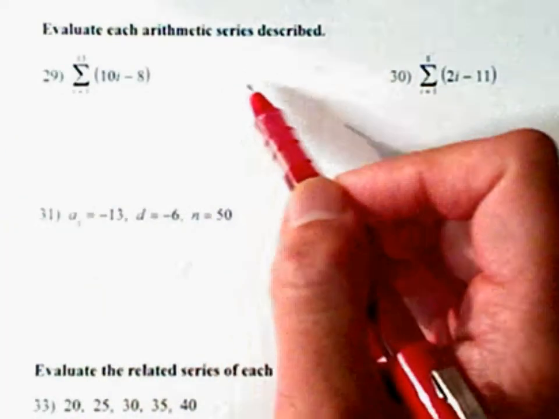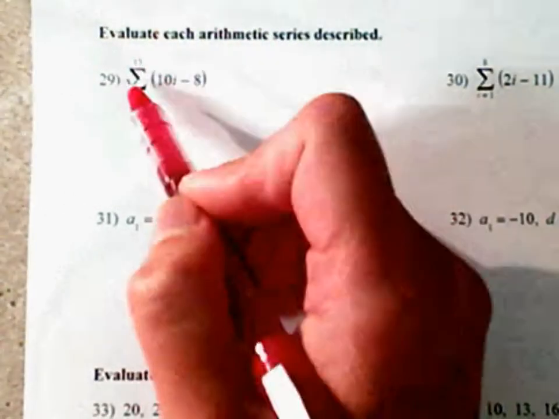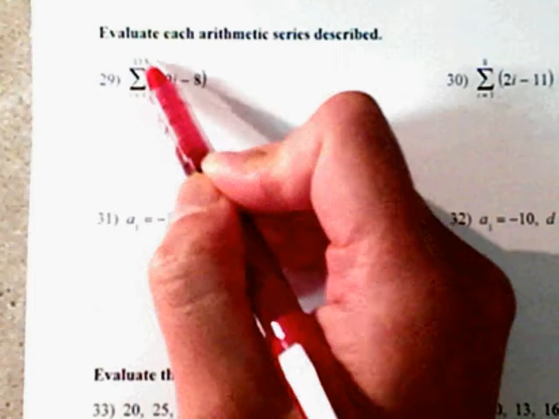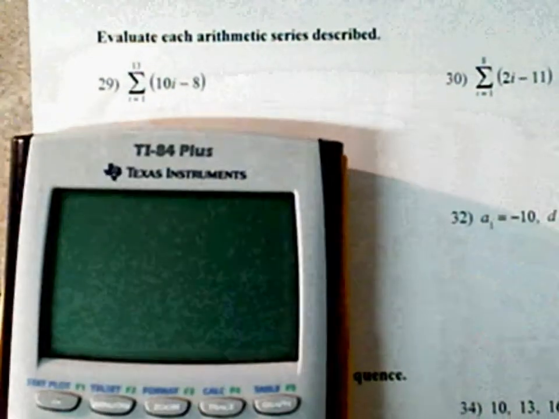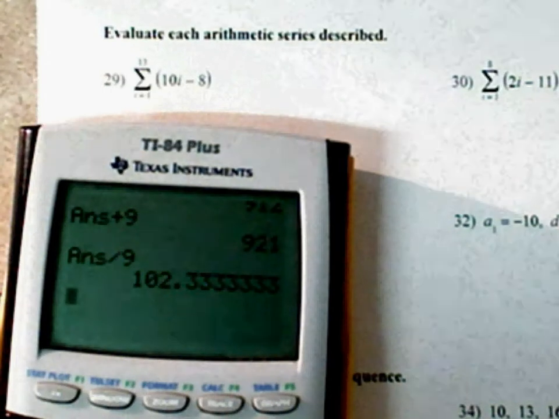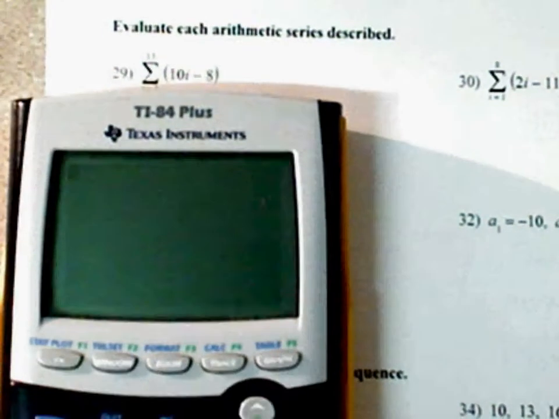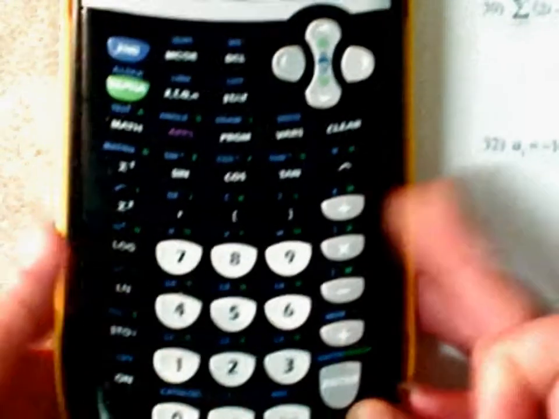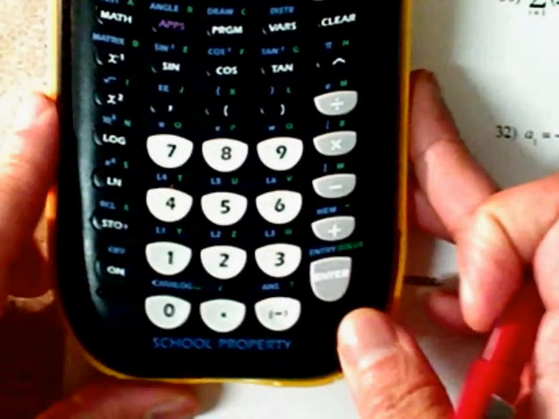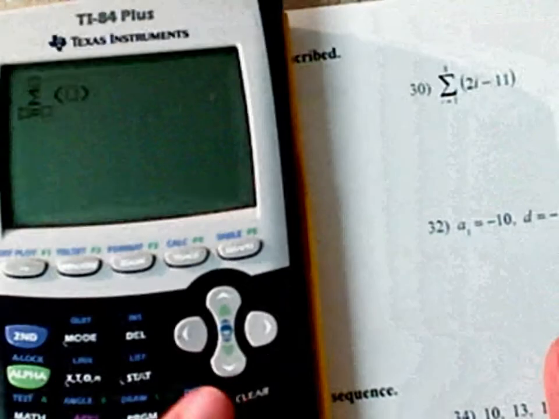Okay, so if you will look, this is a sigma. A sigma means you're adding it all together. So I can actually type this on my calculator, and let me show you guys how. All right, if you hit math and 0, this will come up. Did you guys see that?